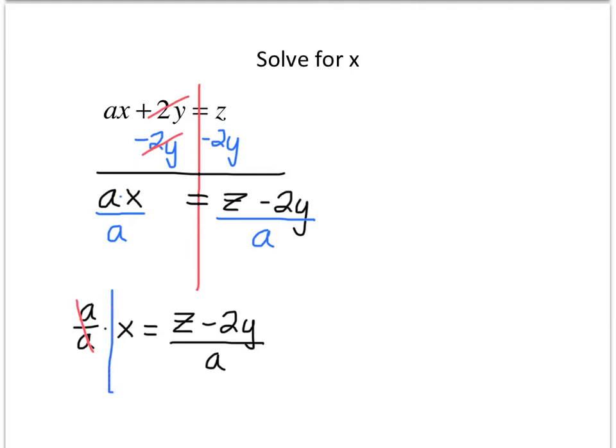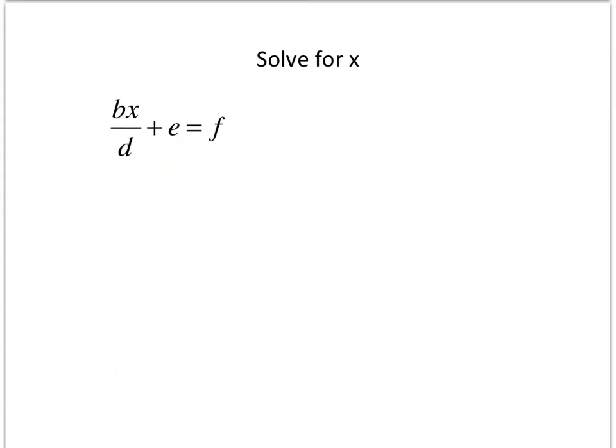So this is ultimately our simplified solution for x because we can't combine any of those like terms. Here's a second example, and we're asked to solve for x once again, and I have three different variables. I have b, d, and e all being on that left side of the equation performing operations on x. So I need to do something to get rid of those.